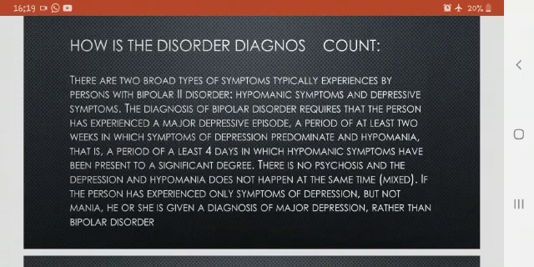So, there are two broad types of symptoms typically experienced by a person with bipolar 2 disorder: hypomanic symptoms and depressive symptoms. The diagnosis of bipolar disorder requires that the person experience a major depressive episode, a period of at least 2 weeks in which symptoms of depression predominate, and hypomania, that is, a period of at least 4 days in which hypomanic symptoms have been present to a significant degree. There is no psychosis, and the depression and hypomania do not happen at the same time. If the person has experienced only symptoms of depression but not mania, he or she is given a diagnosis of major depression rather than bipolar disorder.